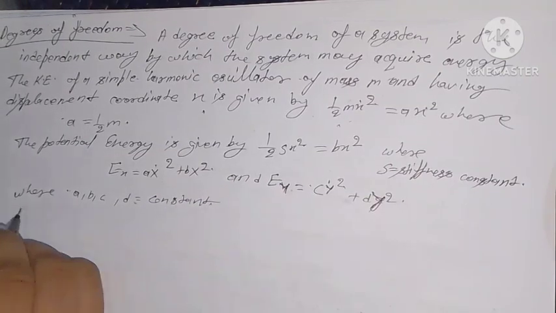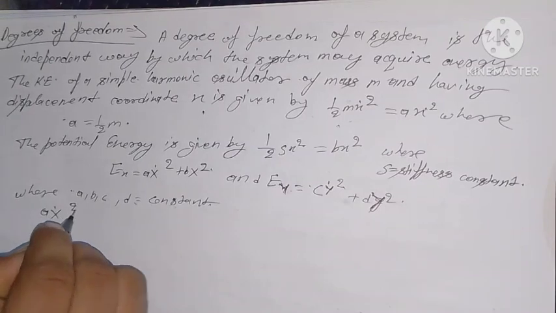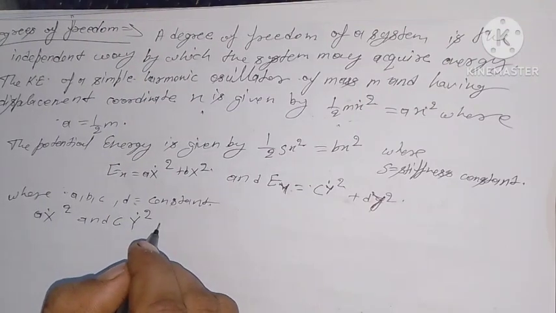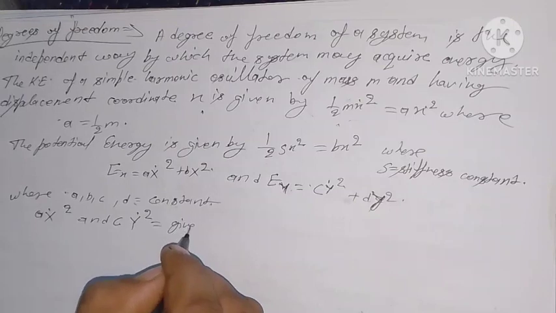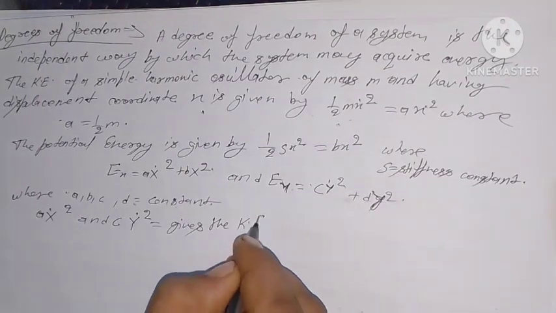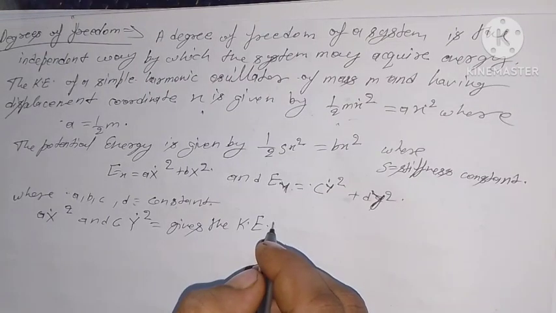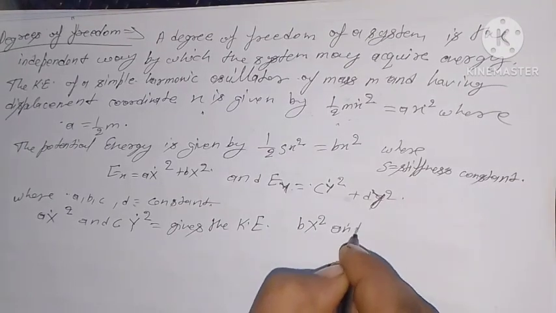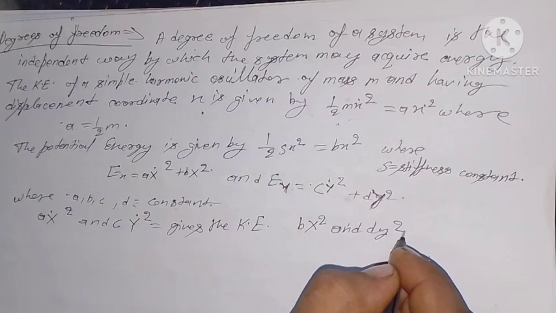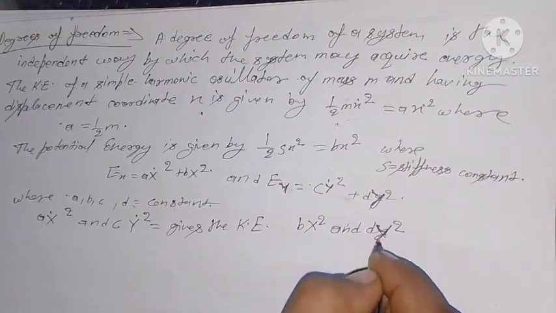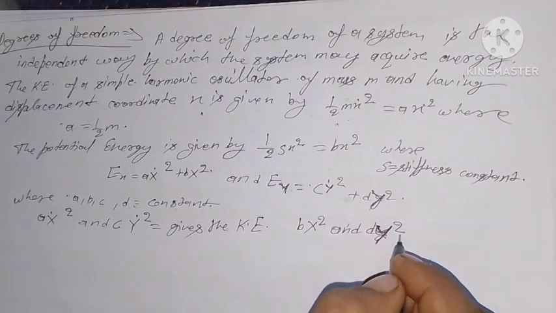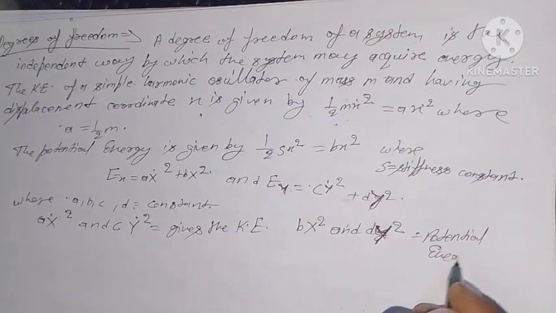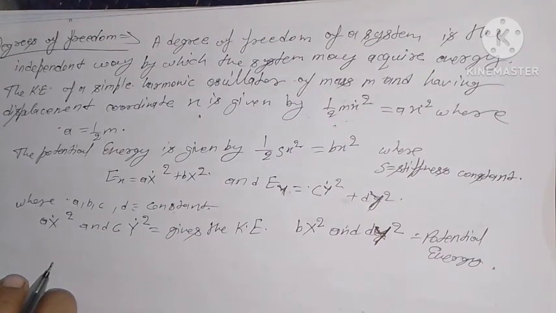Okay, a (dx/dt)^2 and c (dy/dt)^2 give the kinetic energy, and b x^2 and d y^2 give the potential energy. Okay, next heading.